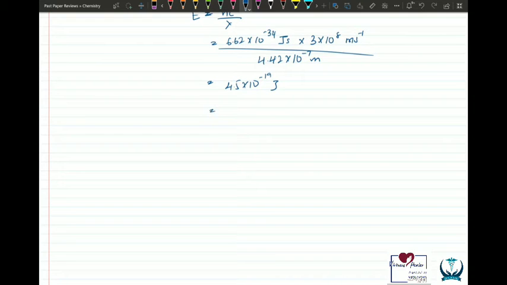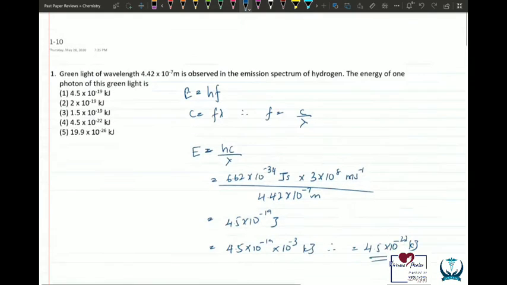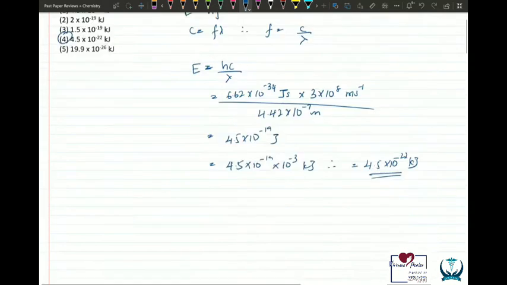As all the answers are given in kilojoules, we have to convert this by multiplying it by 10^-3. Therefore, the answer is 4.5 × 10^-22 kilojoules. And the answer is 4.